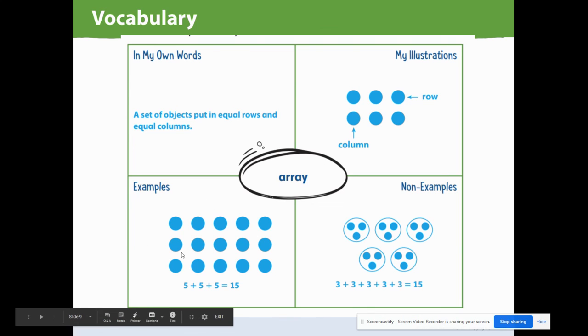Examples, here we go. 5 plus 5 plus 5. They must have done rows: 5 plus 5 plus 5. How many in this array? 15. And now they did a non-example. This is not an array because it is not an equal group and it doesn't have rows or columns. All right, my friends, great job. If you need to go back, please watch that BrainPOP video. It is awesome. Great job.